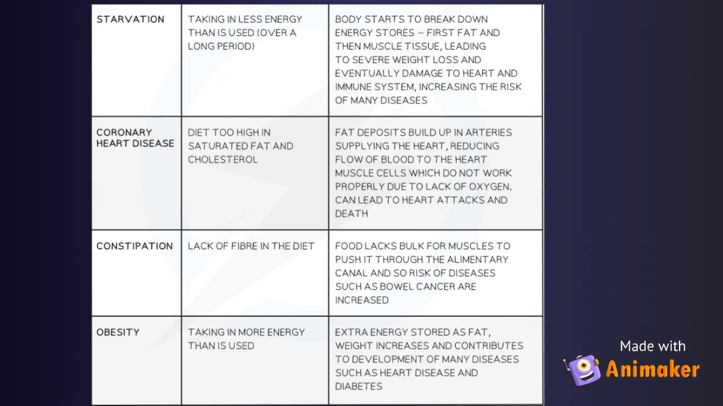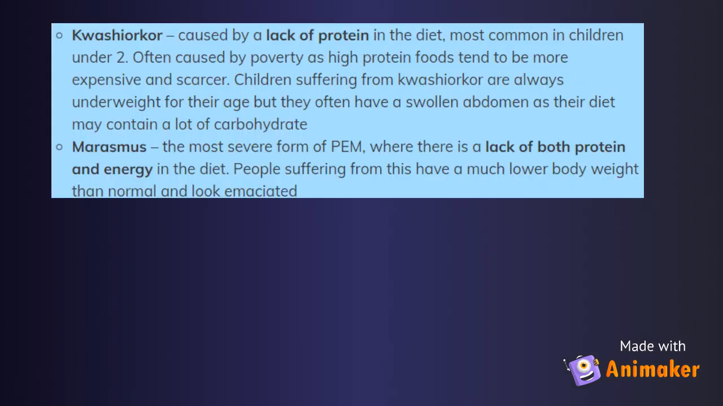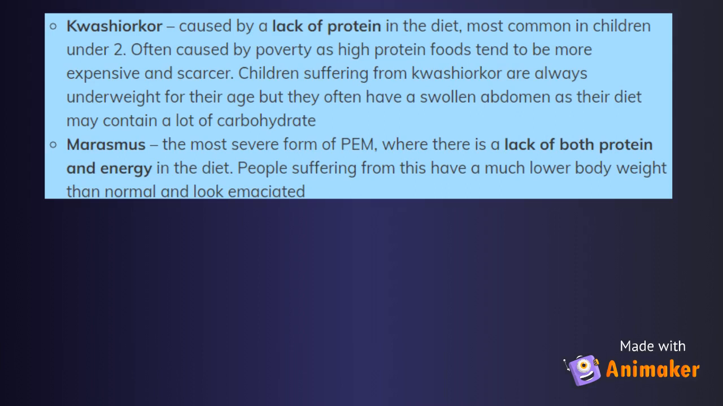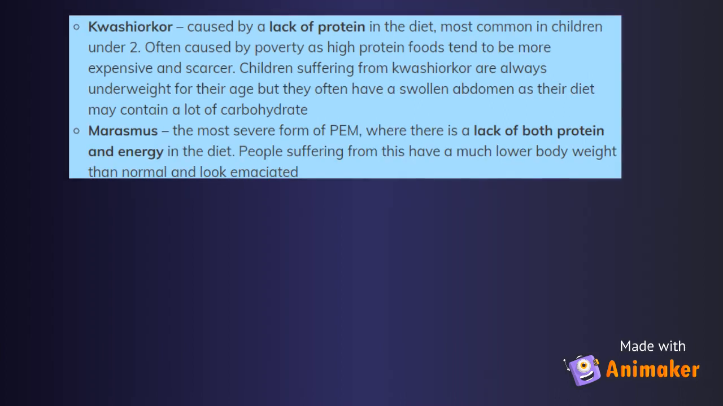So there are many countries which face droughts, natural disasters, poor economy, and wars, and that can also lead to malnutrition in many parts of that country. Now, there are two types of malnutrition which are common, and they are termed protein energy malnutrition. So, one of them is kwashiorkor, which is caused by a lack of protein in the diet, and this mostly occurs in children who are under the age of 2.